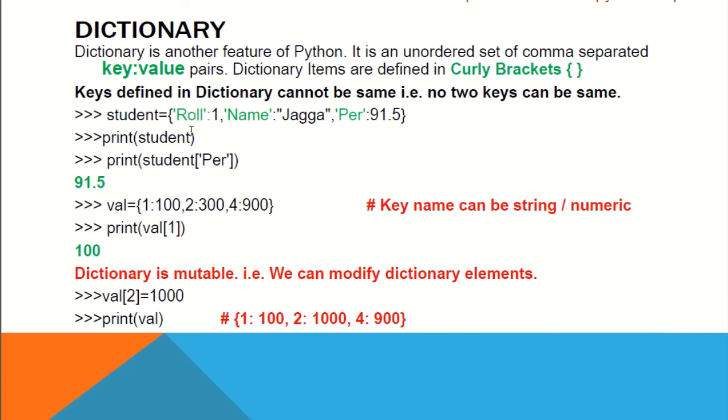One data item is represented as key and value, so the key is represented in single quotes with a colon, and then the value is displayed. See, name is the key, then Jaga is the value, per is the key, then colon, then 91.5 is the value. When you print the student, it will print the whole data. If you print student per, only the per data will be displayed, so it will display 91.5. Dictionary is mutable, we can modify dictionary values, like value of 2 equal to 1000. So value of 2 means 0, 1, 2, and it can be changed. See, this is being changed.